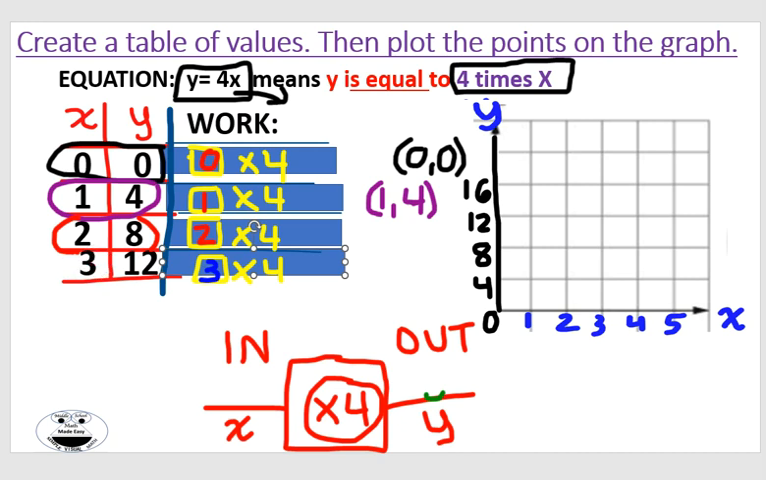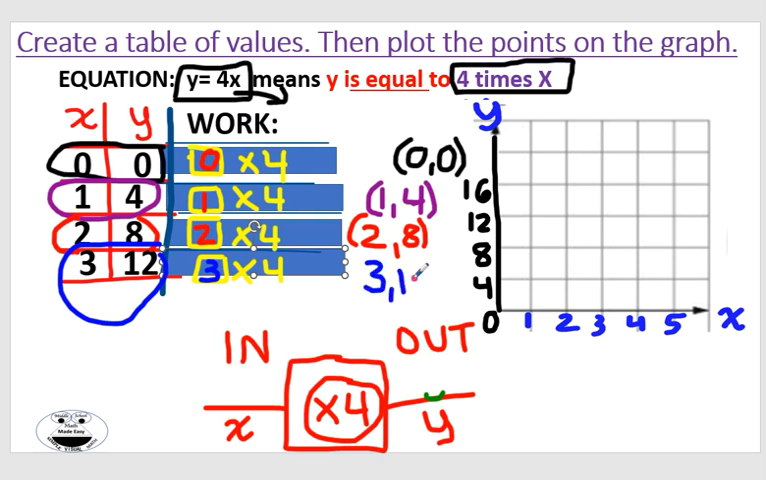So I'm going to now focus on this third row, and this is (2, 8). And notice how there's the pattern with the x and y, that every time you take x and multiply by 4, then you get y. And that's because that's what the equation tells us. And now for my last row, I'm going to circle it in blue, and that's my point (3, 12).